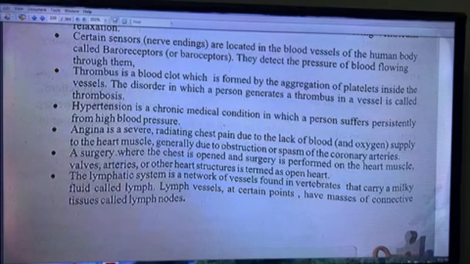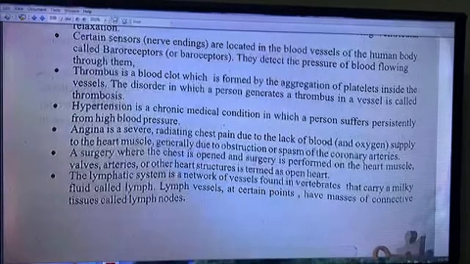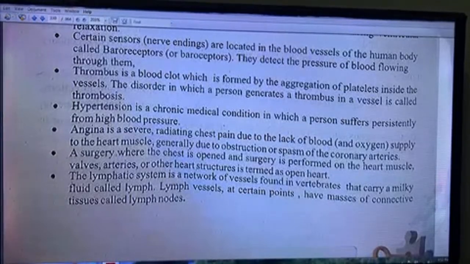A surgery where the chest is opened and surgery is performed on the heart muscle, valves, arteries, or other heart structure is termed open heart surgery. The lymphatic system is a network of vessels found in vertebrates that carry a milky fluid called lymph. Lymph vessels at certain points have masses of connective tissue called lymph nodes.